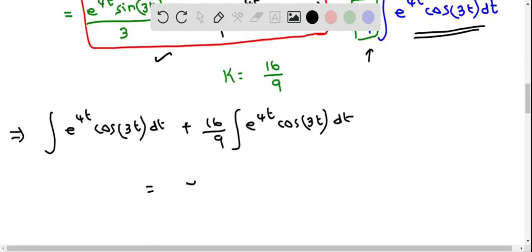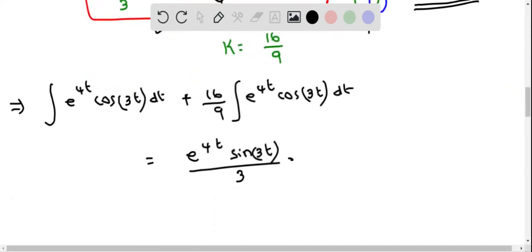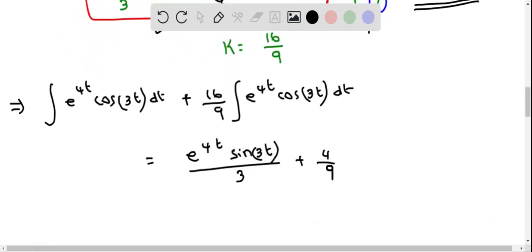So let me rewrite this. Which is e raised to the power of 4t sine 3t over 3 plus 4 by 9, sorry, this is plus 4 by 9 times the integral of e raised to the power of 4t and then cos 3t.